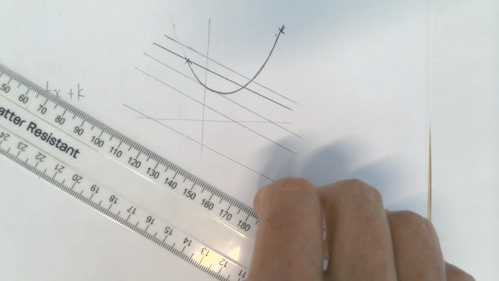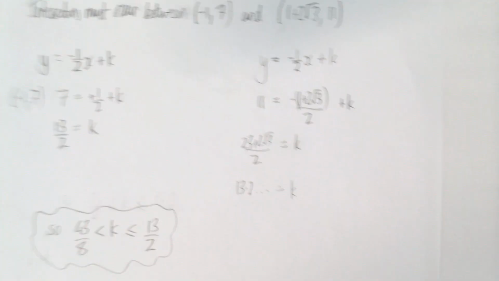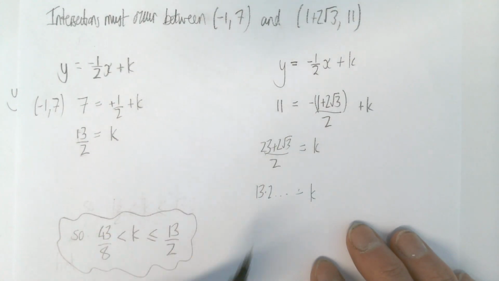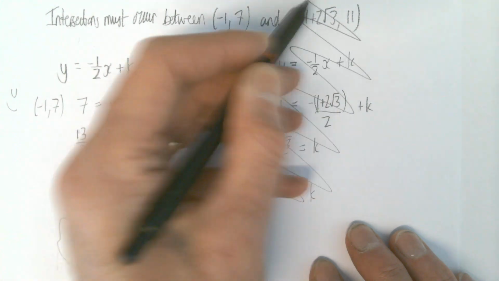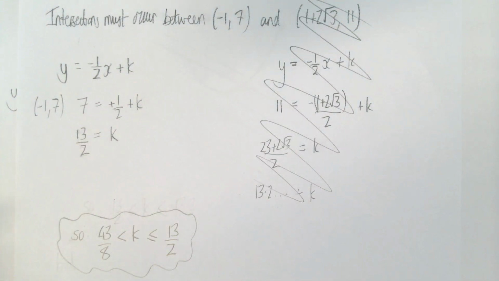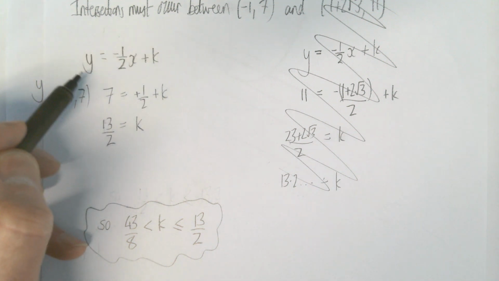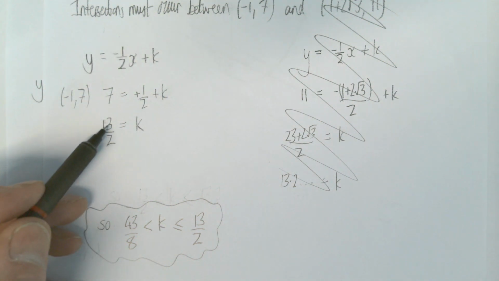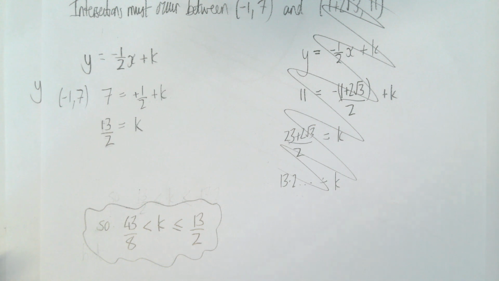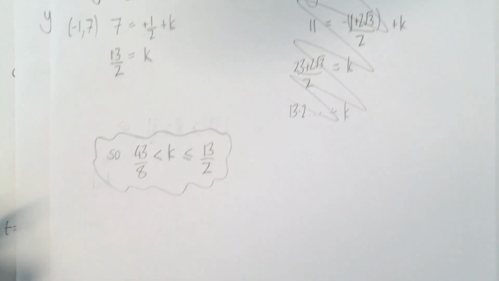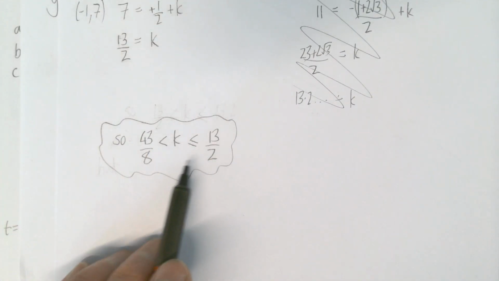So there we go. I did it for both points. I didn't need to do it for that point there, because my picture shows me that that's the only point. So at minus 1, 7, using that straight line, you get a value of k is 6.5, sorry. And so that means that k has to be between these two values.